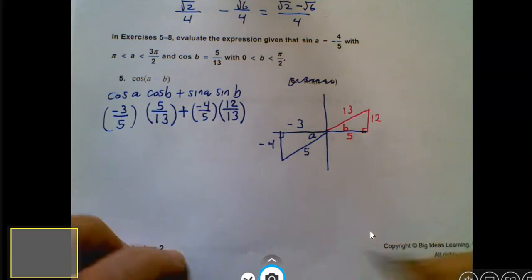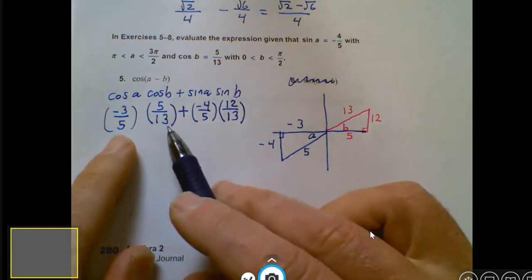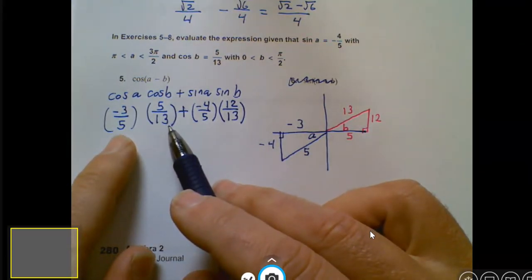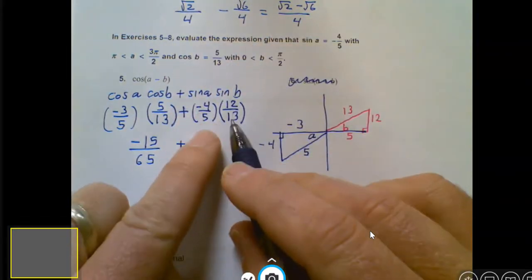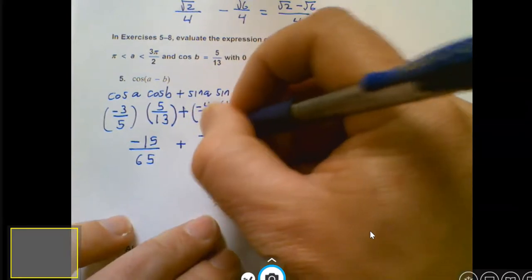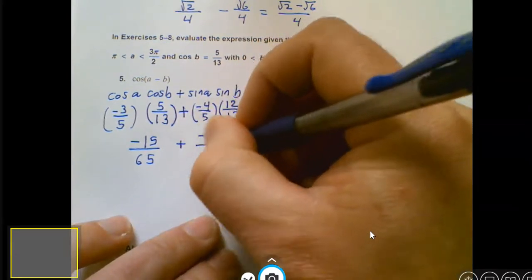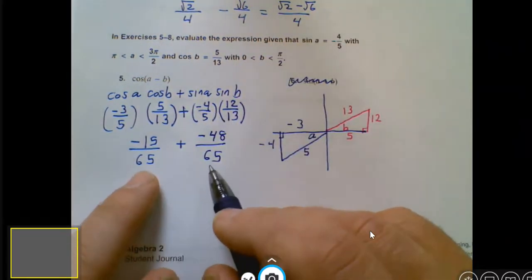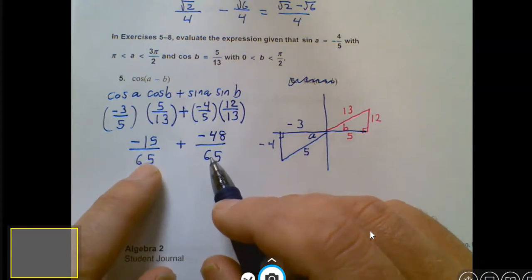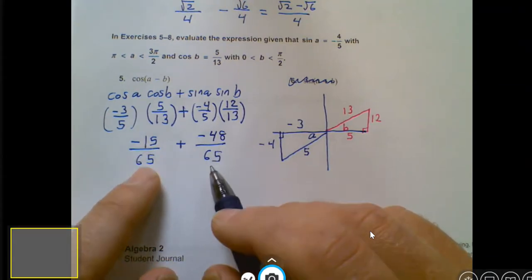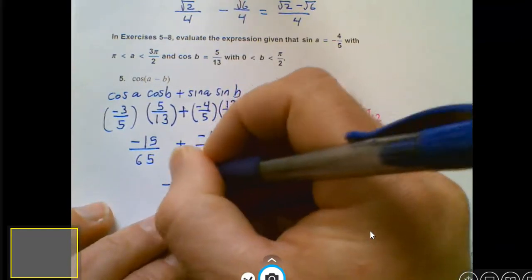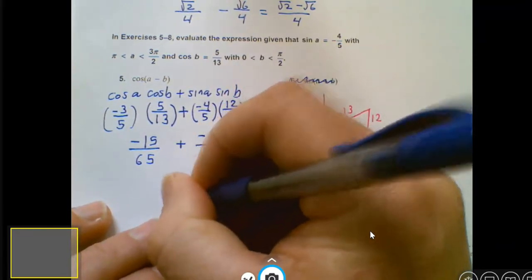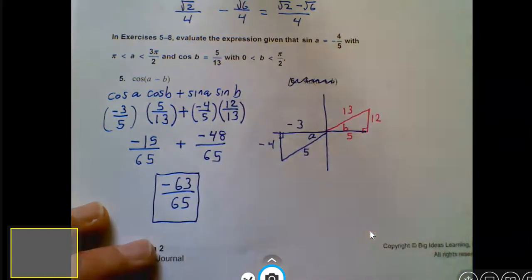And so there's our setup, and I just have to do a little simplifying here. So 5 times 13 is 65, I believe, so negative 15/65. Right here, I'm looking at negative 48/65. And combine those together, we have a common denominator, so nice and easy. I believe that is negative 63/65. And that would be our answer.